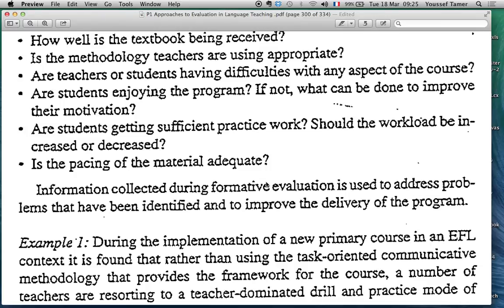Because of the teachers, if they have very large classes, they tend to reduce the types of activities or homework to be done with the students. But usually it also has to do with the students who are reluctant to go into this area of practice, doing exercises. They tend to be a bit lazy. So, practice work. Is the pacing of the material adequate?